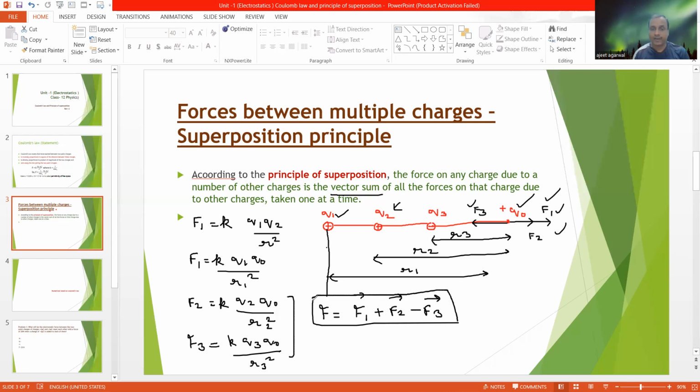By this way, you can calculate the net force. So what was the principle? According to the principle of superposition, the force on any charge, say here Q0, due to a number of other charges like Q1, Q2, Q3, is the vector sum of all the forces on that charge due to the other charges, but taken one at a time.